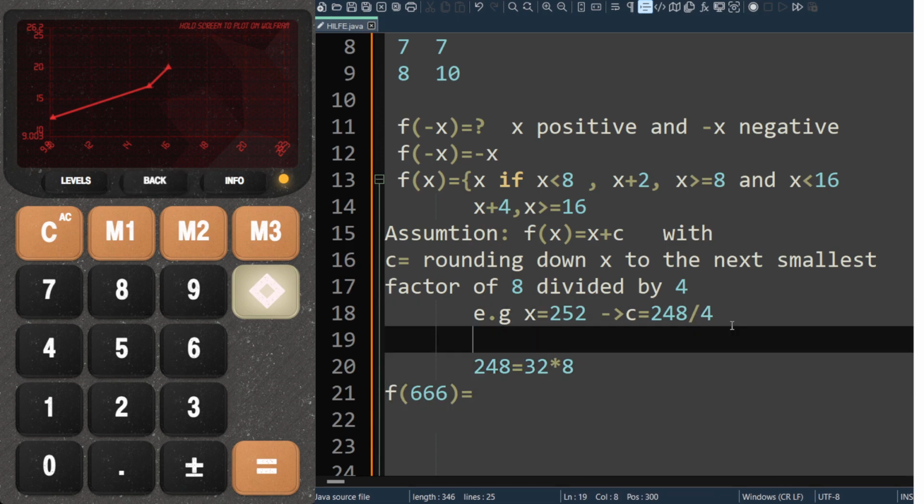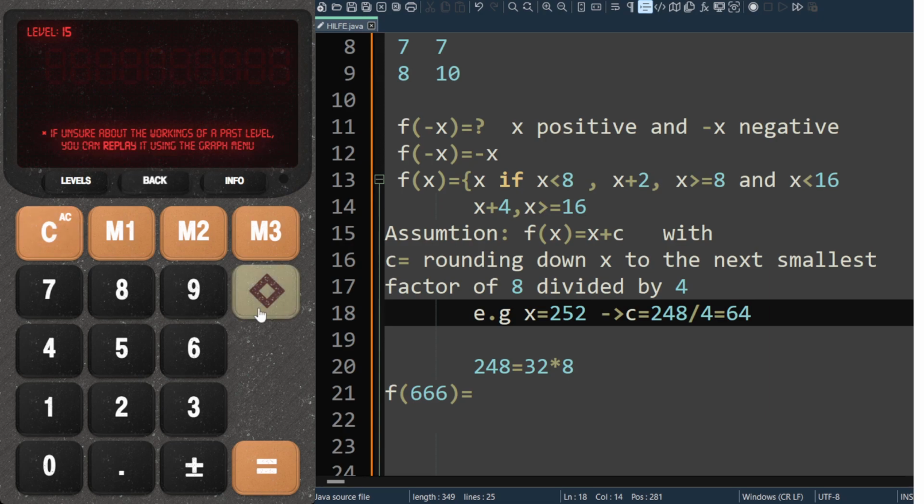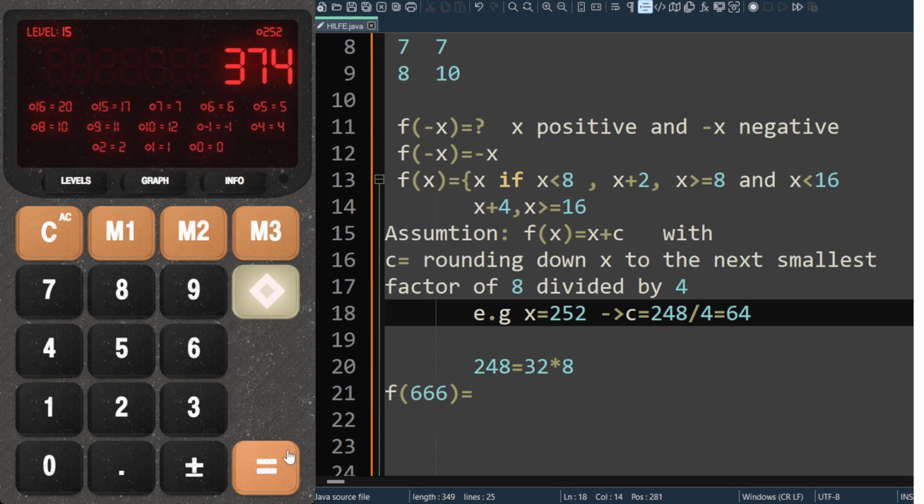Then we look at that number and divide it by 4. And if you look at this, it's pretty simple. This one is 32 times 8, so it's basically 64 times 4. So the idea would be that if we type 252 into our function f of x, we should get 316. And this means that we have made a small mistake.